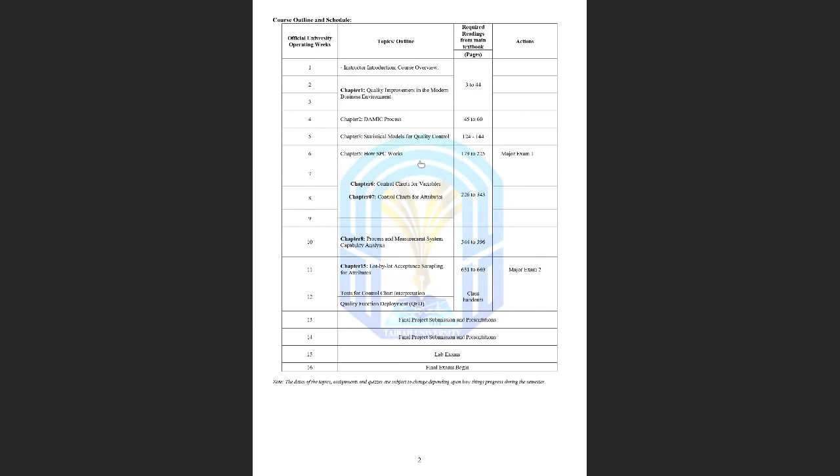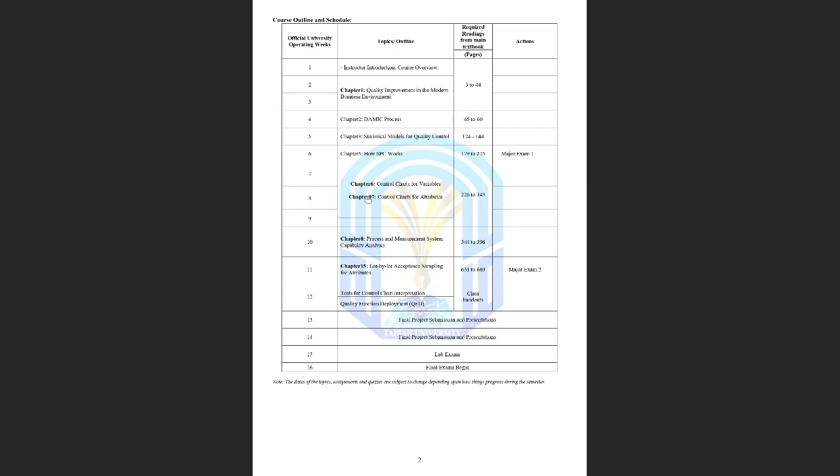The course outline, we have around 16 weeks. This is not a lengthy course in terms of the number of chapters, but each chapter needs from us around 2 weeks to cover it because of the amount of information in each chapter. We will start with quality improvement in the modern business environment, which is chapter 1. Then chapter 2, the DMAIC process, which is define, measure, analyze, improve, and control. This is part of the Six Sigma methodology. And in chapter 3, we will cover the statistical models for quality control.